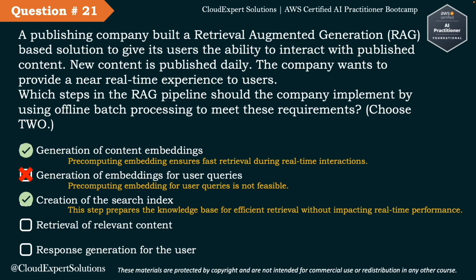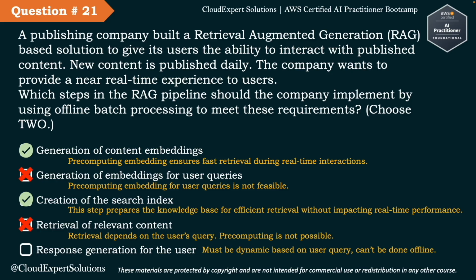Retrieval depends on the user's input or query and must happen in real time. You cannot pre-compute this. Hence, this is not correct. And the last option, response generation for the user. The LLM must generate the response dynamically based on the query and the retrieved context, so this cannot be done offline or pre-computed. That is why option number 5 is also not a correct option. Let's move to question number 22.